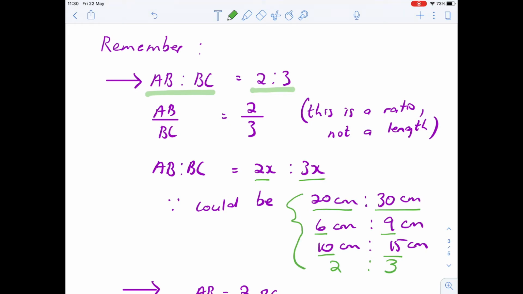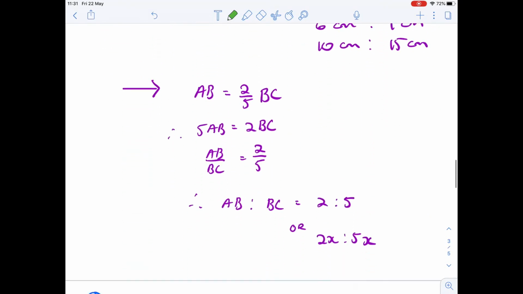So sometimes in the same question, they'll give you ratios and they'll give you lengths. And it's just to know which one we're working with and which one we're actually asking. So the first thing to do is to always, if we're working with ratios, we add a variable. 2 is to 3 is actually 2x is to 3x, or 2p is to 3p. We can use any variable of the alphabet.